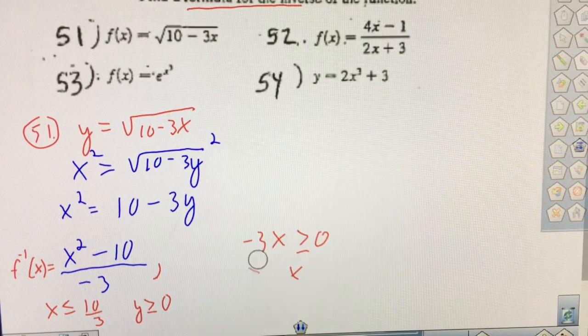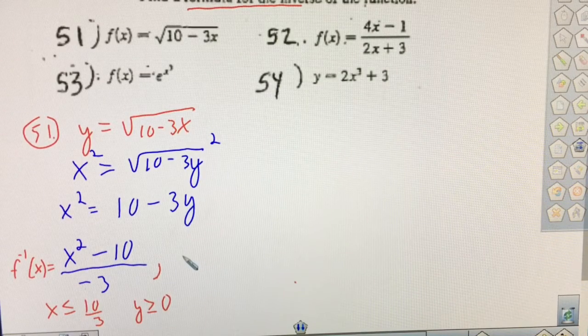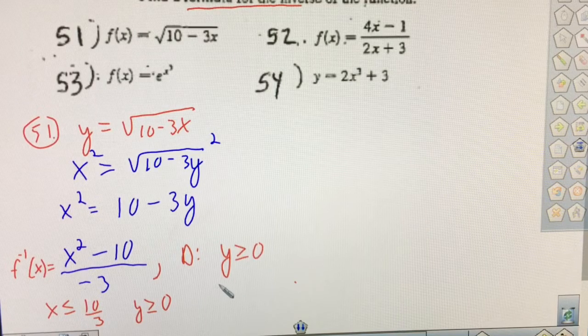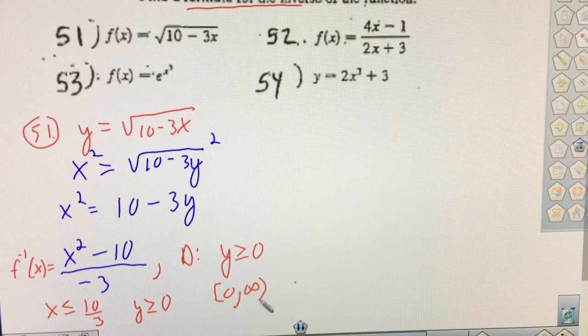So when you find the domain for the inverse, it's going to be the range. So I'm going to say this domain has to be y is greater than or equal to 0. Or if you did interval notation, you would do 0 to infinity, like that. Little tricky, because the inverse is not a function when you square both sides. x squared is not a one-to-one function.